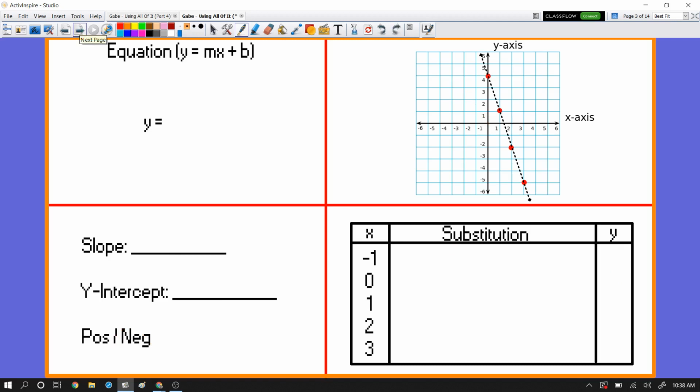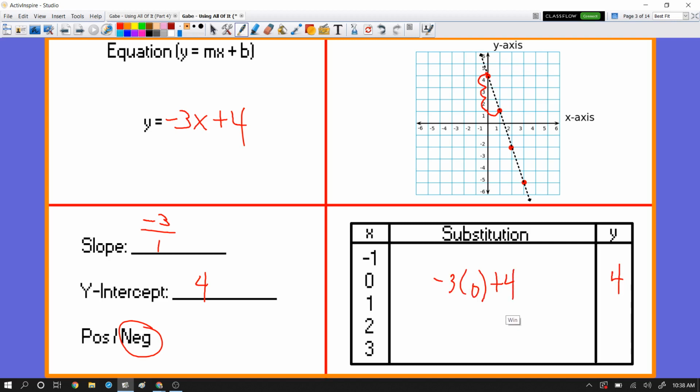For the second one, you had 4 points. You can already tell where the y-intercept's at. That's 4. You can count from one point to another. Down 1, 2, 3 over 1. Down 3 over 1. And that's going to be a negative line. We can write that as -3x plus 4. Killed it on that. Very cool. And y-intercept at 0 is going to be 4. So -3 times 0 plus 4.